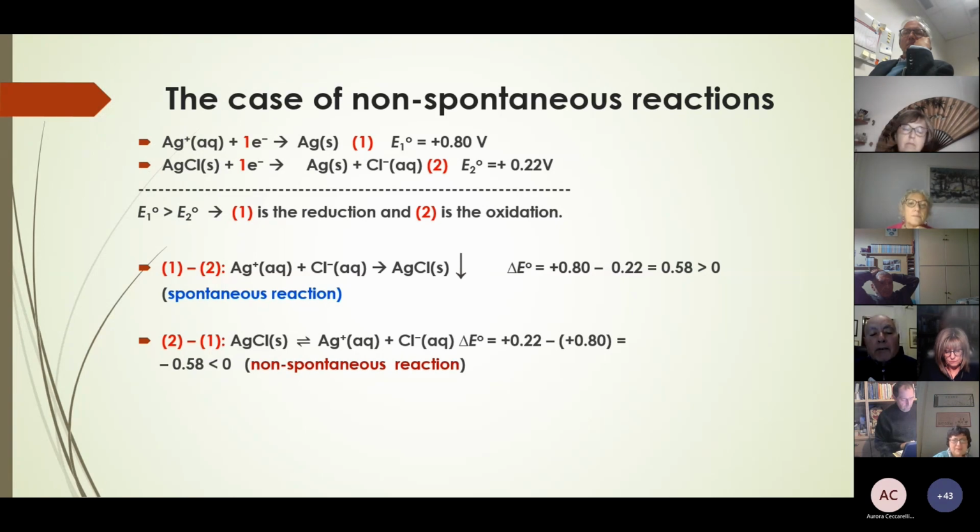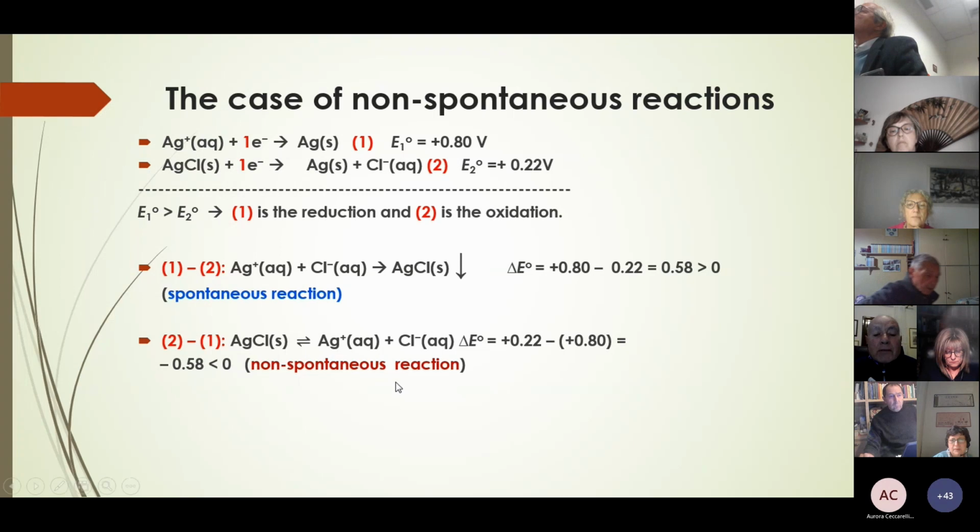the precipitation of insoluble silver chloride by reacting 2 solutions, one with a soluble silver cation salt, the other with a soluble chloride salt. In this case, the standard potential difference is found by subtracting the smaller from the larger value. It's 0.58, it's positive, the reaction is spontaneous.